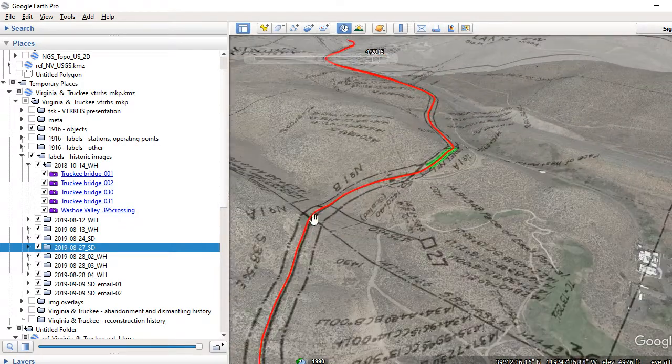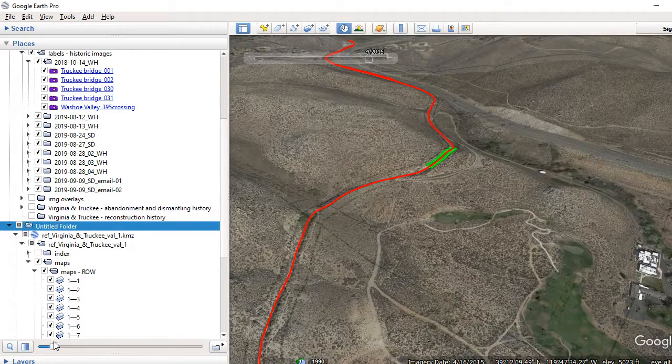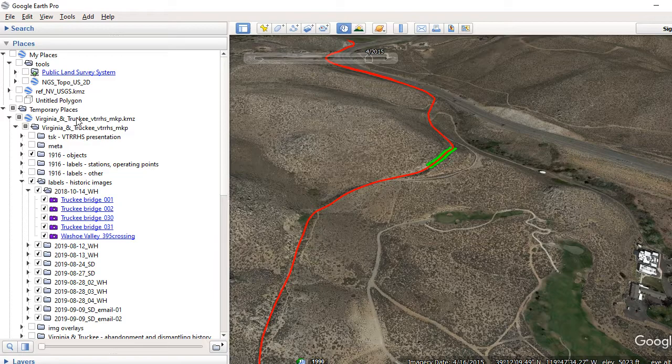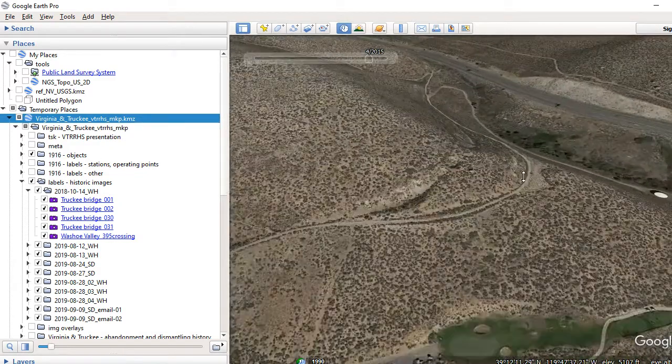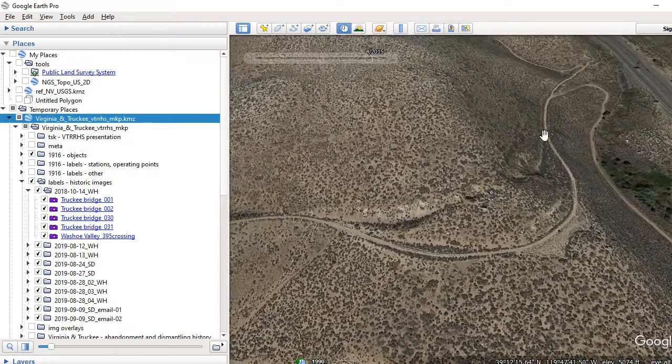Let's fade first the maps out of view, and then my work out of view, so we can see the raw situation as the satellite is telling us. It's there. So we have information that tells us that there is a tunnel number 1 here, and I think you can see that there is an engineered right-of-way here.